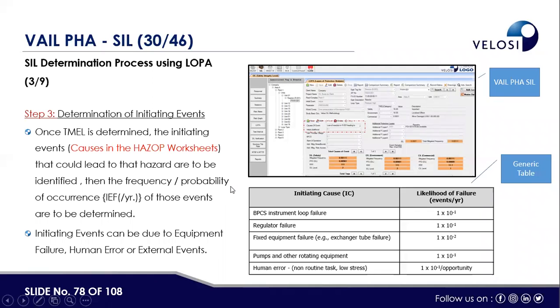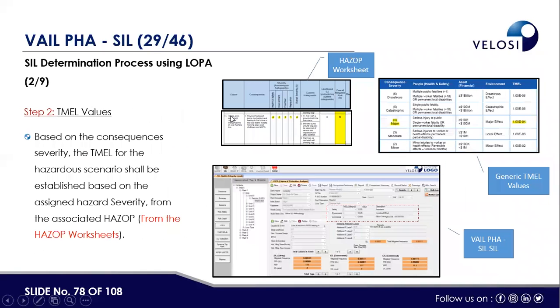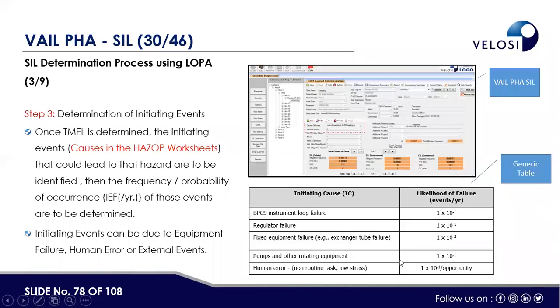So after the target is set, we have to identify the initiating events from the HAZOP. For example, in this case, the cause is human error, and this initiating event will be 0.01 per opportunity. So once the TMEL is determined, the initiating events, the causes in the HAZOP worksheets that could lead to that hazard, are to be identified. Then the frequency or probability of occurrence of those events are to be determined. Initiating events can be due to equipment failure, human error, or external events. So this is step number 3.